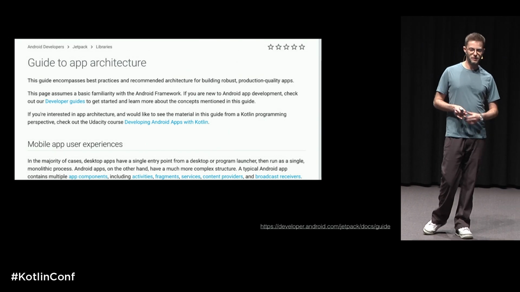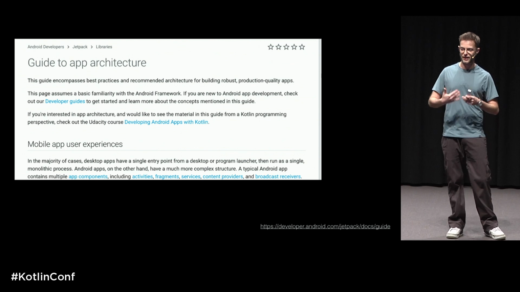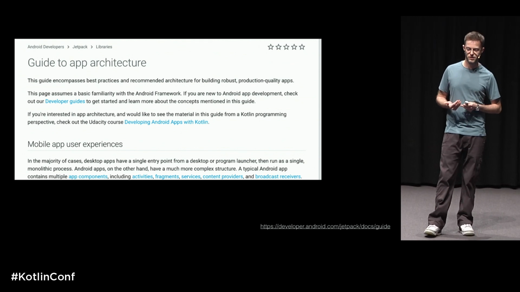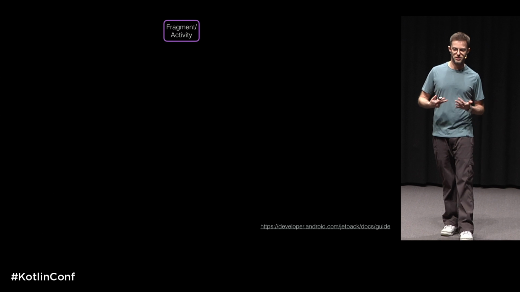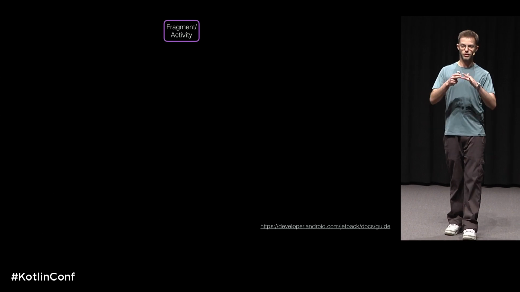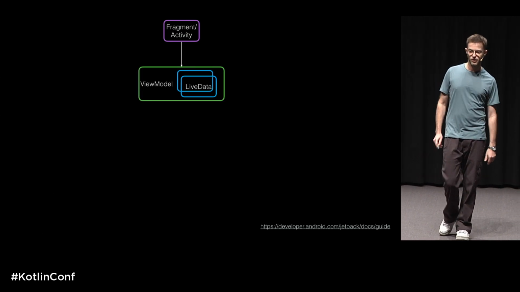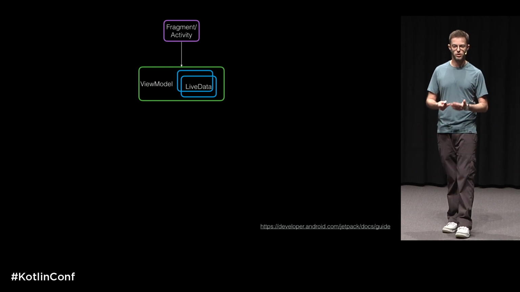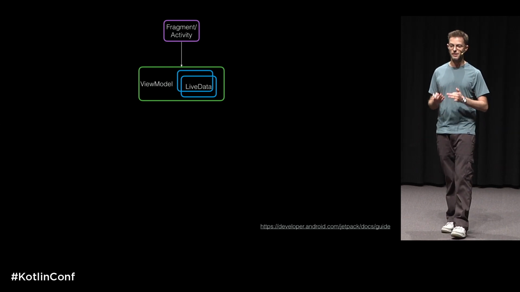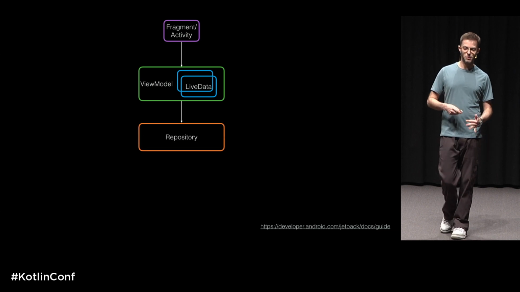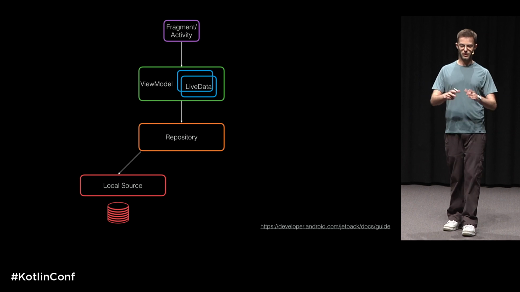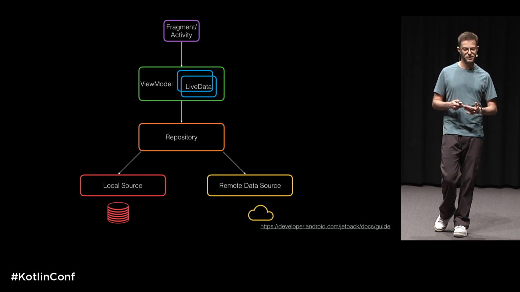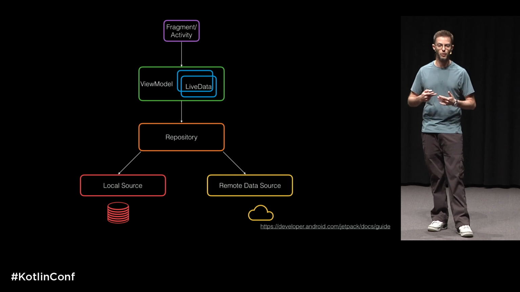Recently, the Jetpack team has been doing an incredible job giving us guidance of how we should build applications. And this is one I really enjoy, the Guide to App Architecture. I like it because it has this beautiful diagram of how you should architect your Android application. You start with a fragment and activity, which talks to your view model that emits live data. The view model communicates with a repository, and your repository is owning the local source, something like a database, and your remote source, something like a networking client.